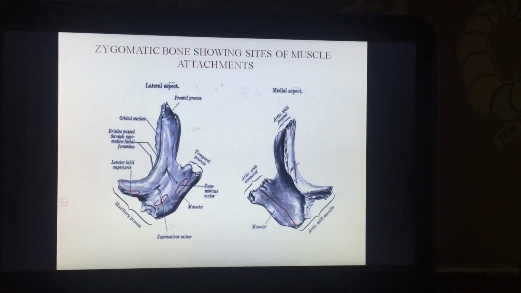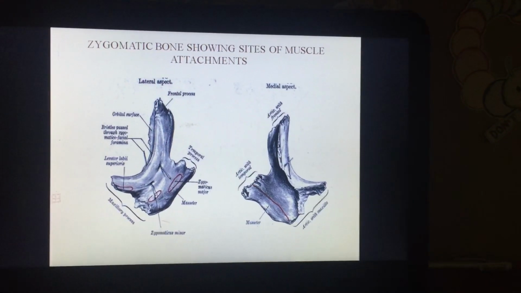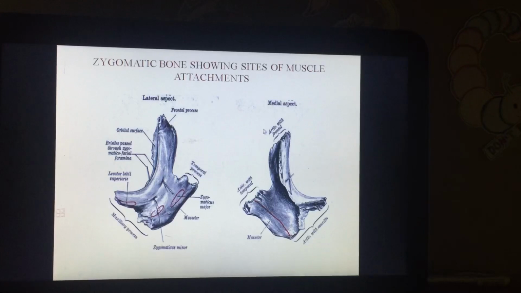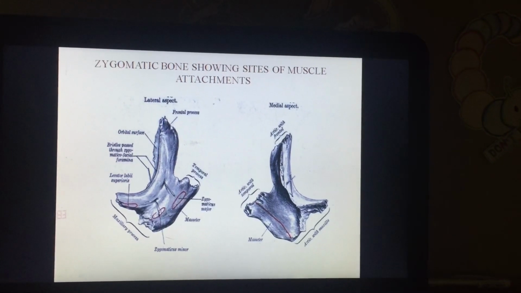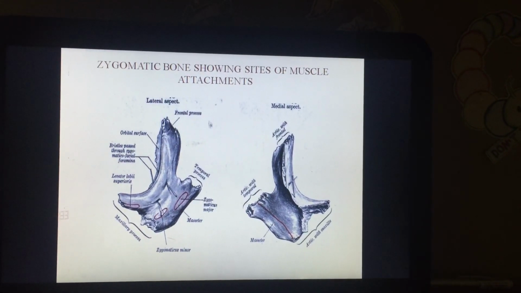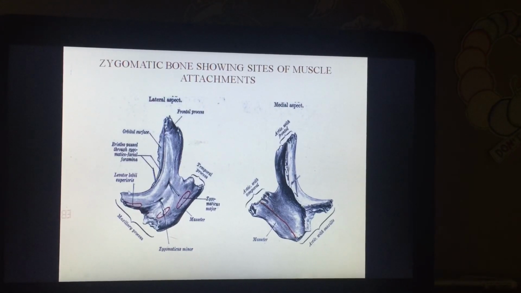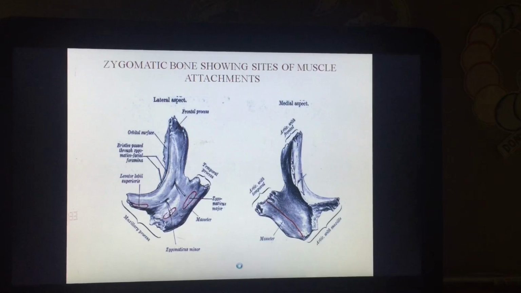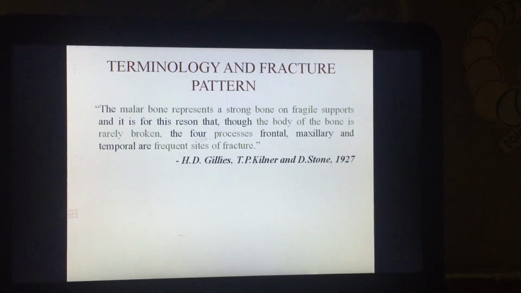We are talking of the zygomatic bone again, showing sites of muscle attachments and various aspects, that is the lateral aspect and the medial aspect, and the other processes which we have talked about earlier. Also the frontal process, this is the maxillary process, and so on. We have talked regarding the anatomy part. Now we come down to the terminology and fracture pattern.